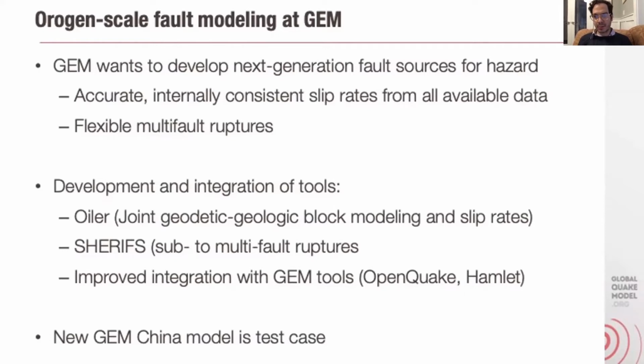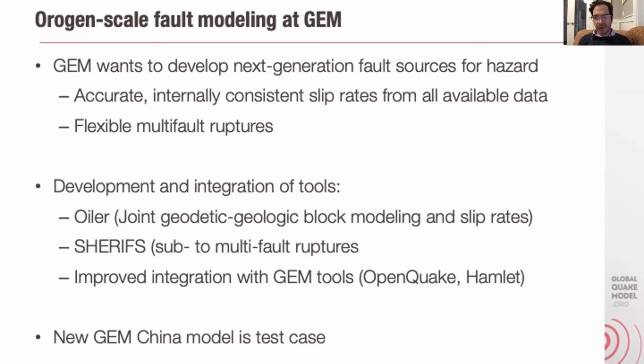Euler, which is an elastic block modeling program to resolve fault slip rates in a region through joint inversion of geologic and geodetic data. SHERIFS, which you've heard a lot about today, which is a tool to create probabilistic subfault to multi-fault rupture collections based on fault network geometry, slip rates, and the shape of regional magnitude frequency distributions. And other OpenQuake tools including Hamlet, which is our package for statistical evaluations of seismic source models.